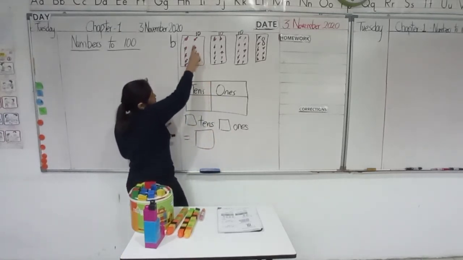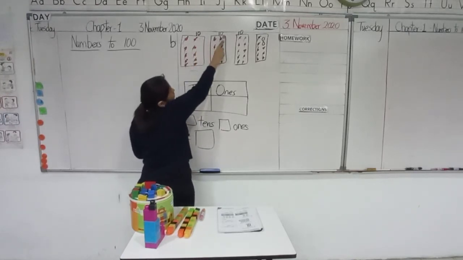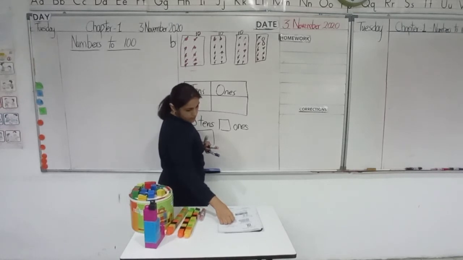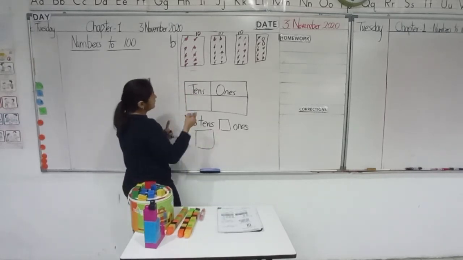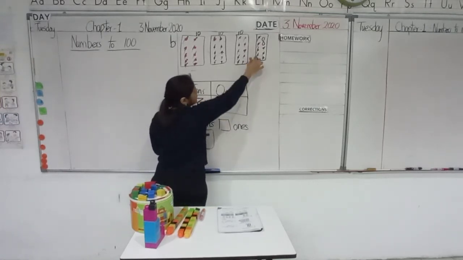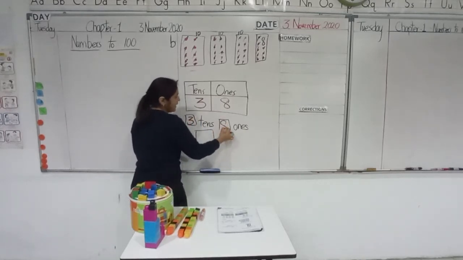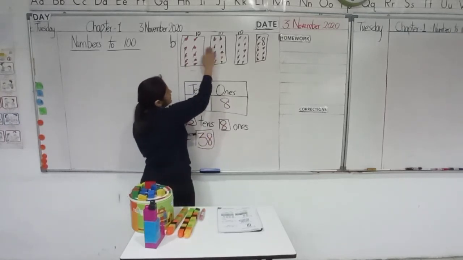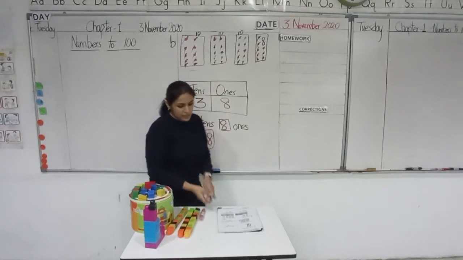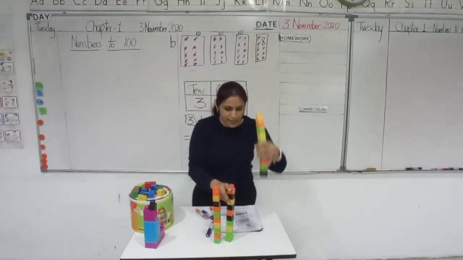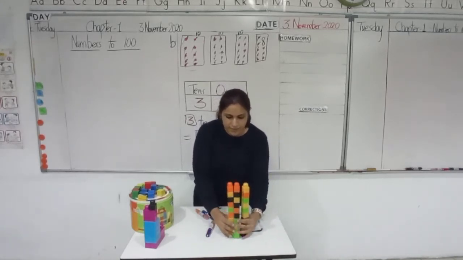So how many tens do you see here? 1, 2, 3. Is it? Yes, there are 3 tens. And 8 ones. So 3 tens and 8 ones make 38. 3 tens, 10, 20, 30. 3 tens, similarly like this. 3 tens, 10, 20, and 30.